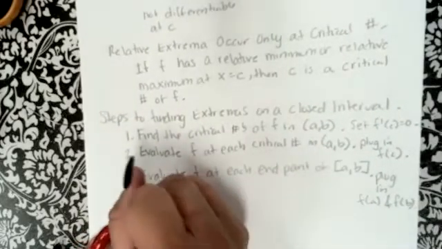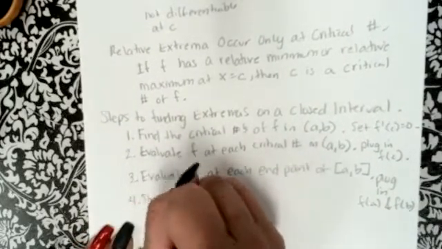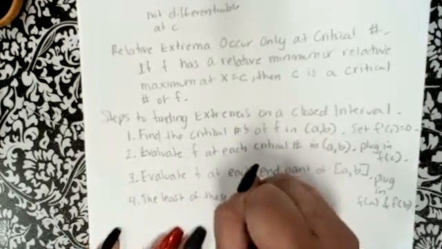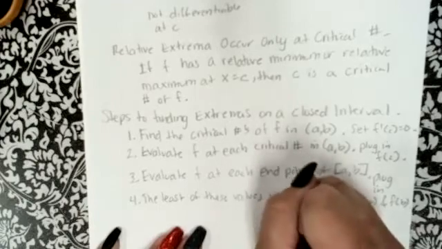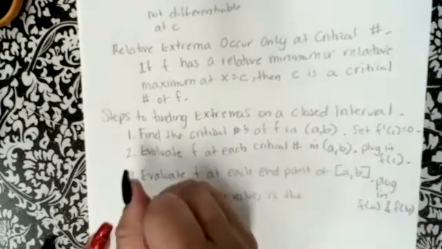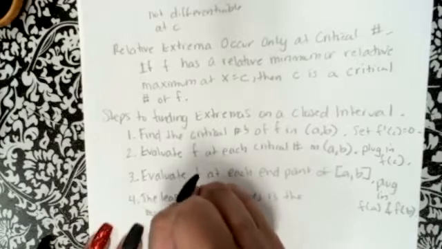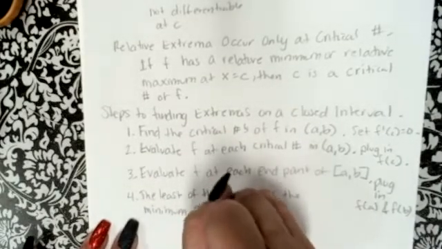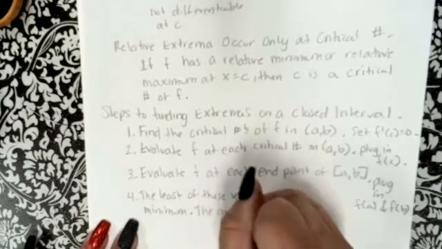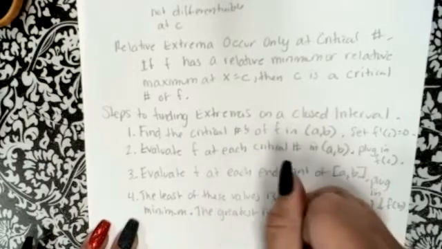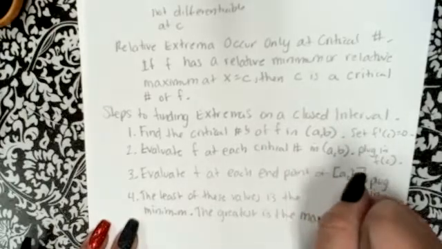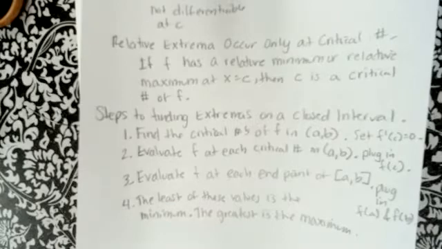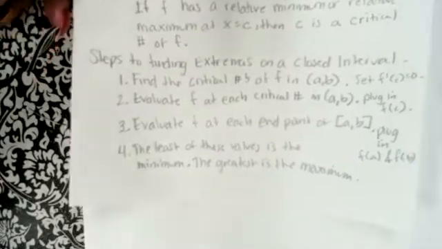Lastly, the least of these values, so the least y value, is the minimum, and the greatest is the maximum. We're going to end with an example now.